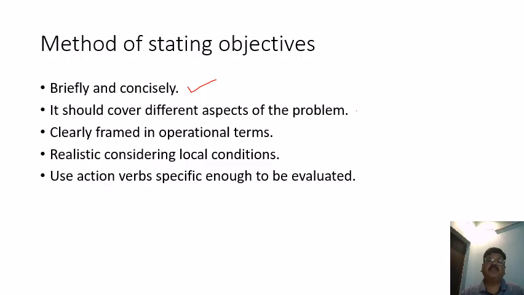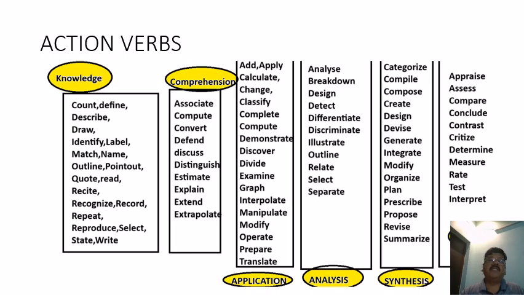The method of stating objectives: it should be brief and concise. It should cover different aspects of the problem, clearly framed in operational terms. I will show you those operational terms in the next slide. It should be realistic, considering local conditions, and use action verbs specific enough to be evaluated. Action verbs should be properly used. You can see the various action verbs across knowledge, comprehension, application, analysis, and synthesis. Knowledge: count, define, describe, draw, identify, label, and so on. Comprehension: associate, compute, convert, etc. Application: apply, add, calculate, change, classify, complete.